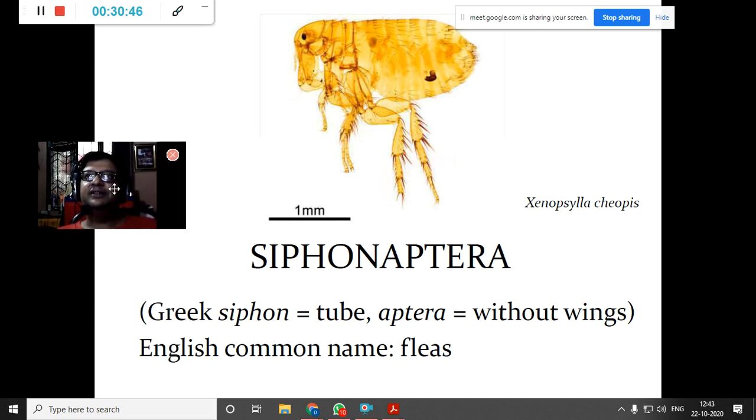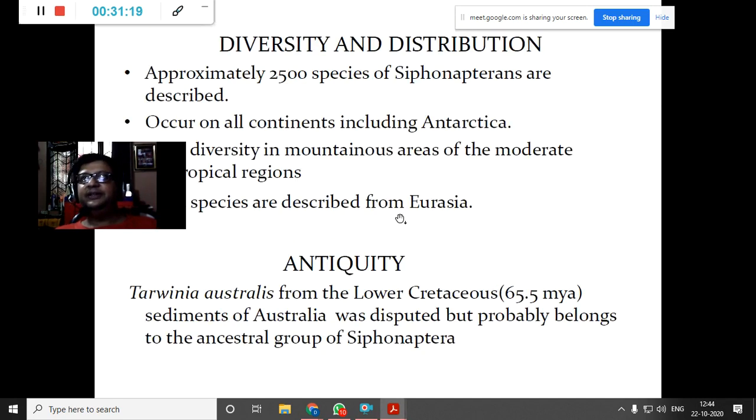Then you have the Siphonaptera. Siphon means tube. They siphon out like from a tube. They don't have wings. Without tube, without wings. Siphonaptera, the apterygotes, no wings. Common name, fleas. You find dog fleas on dogs. These are, they draw blood from the body.